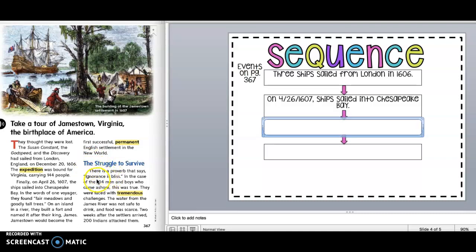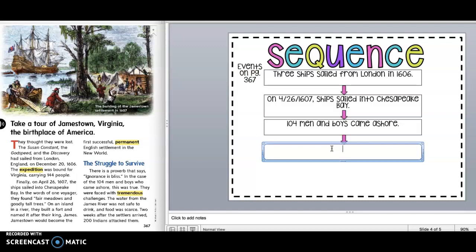There is a proverb that says ignorance is bliss. In the case of the 104 men and boys who came ashore, this was true. So yes, that also is another important information. 104 men and boys came ashore.